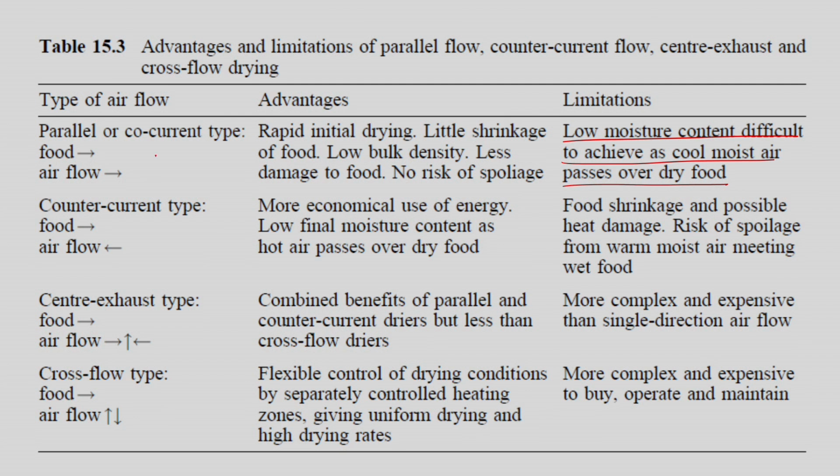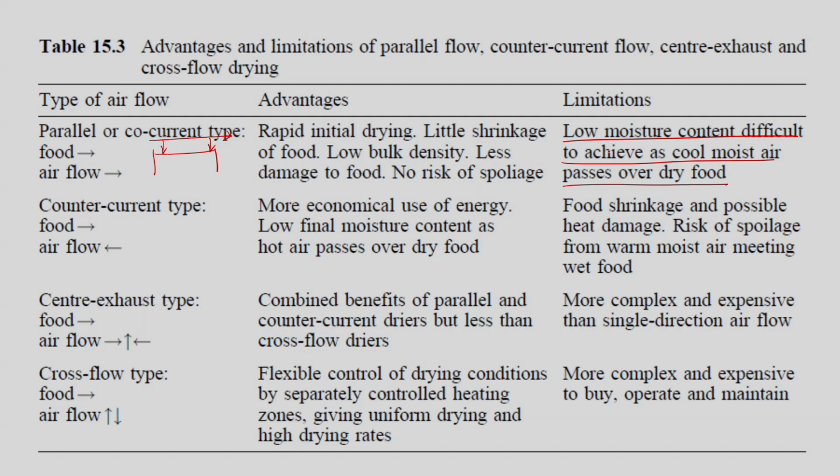So that means your food is at high moisture level and the hot air is passing through, right? So hot air sees the high moisture content food. Then along the length the moisture content of the air increases, right? So low moisture content in the food is difficult to achieve because the cold moist air is in contact with the food material at the later stages of the drying.